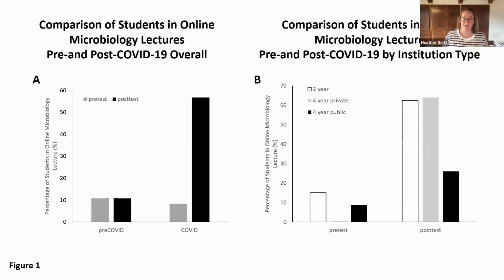You can see some interesting trends here. So while 2-year and 4-year private institutions predominantly were the ones that switched to online, we saw less of a shift in our 4-year public institutions to that online modality. And then figure 2 really helps us look at the lab.